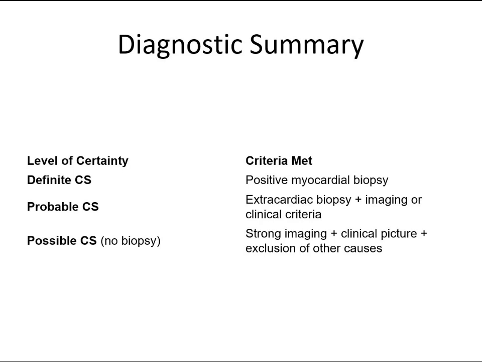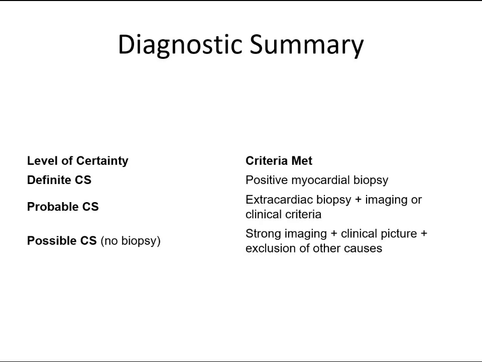Let's summarize the diagnostic certainty levels for cardiac sarcoidosis. Definite cardiac sarcoidosis. This is diagnosed when there is a positive myocardial biopsy showing non-caseating granulomas in the heart tissue. It's rare, but definitive. Probable cardiac sarcoidosis. Here, there's a biopsy-proven extracardiac sarcoidosis combined with cardiac imaging findings or clinical criteria like AV block or VT. This is the most common pathway to diagnosis in practice.